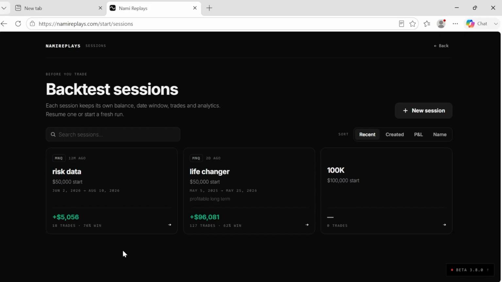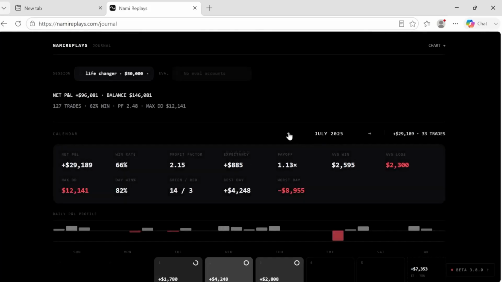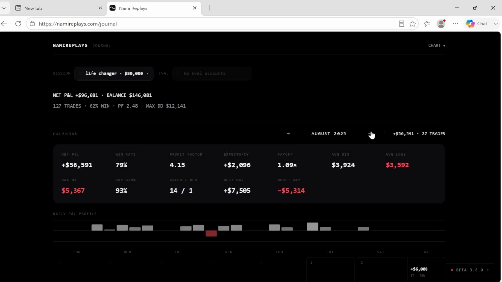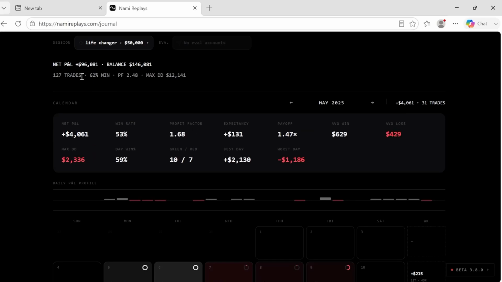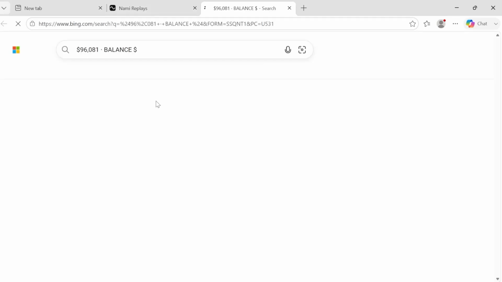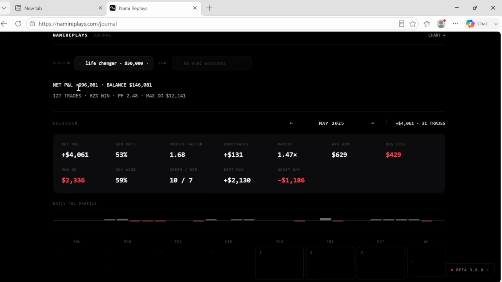So I'm just going to show you guys some of the sessions I've created on here so far. I did a longer term session. This was about 4 months of data from May to August. Overall, I have a net P&L of 96,000, 127 trades, 62% win rate, with a profit factor of 2.4.